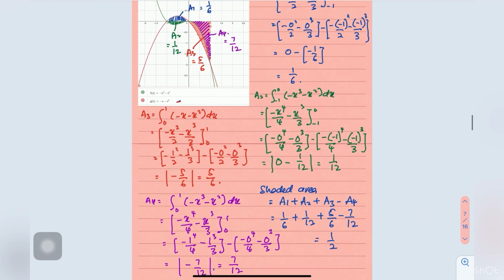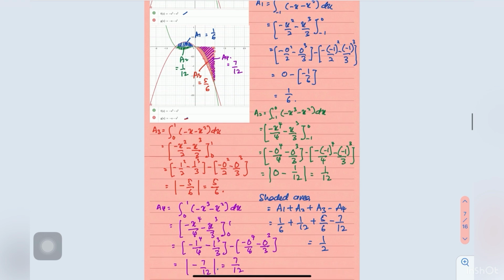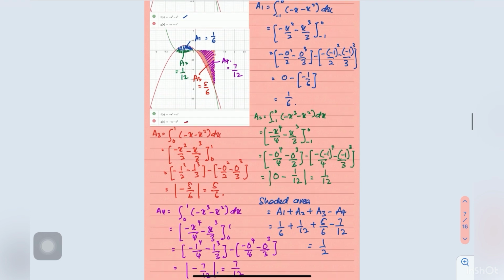Right here we have A1, 1 over 6. A2, 1 over 12. A3, 5 over 6. A4, 7 over 12. So to get the whole shaded region is A1 plus A2 plus A3 and minus A4.